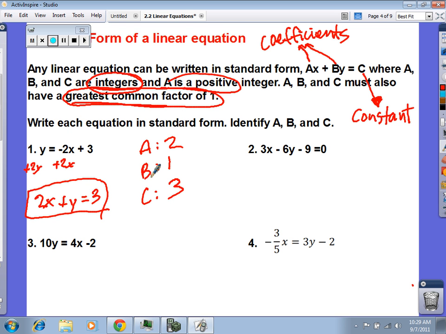Look at this guy right here: 3x minus 6y minus 9 is 0. There's your equation. What does that equation look like in standard form? What are you going to move? This right here needs to be moved to your other side. So you add 9 on the left, add 9 on the right. Now you got this: 3x minus 6y equals 9. Okay, what is your A, B, and C?